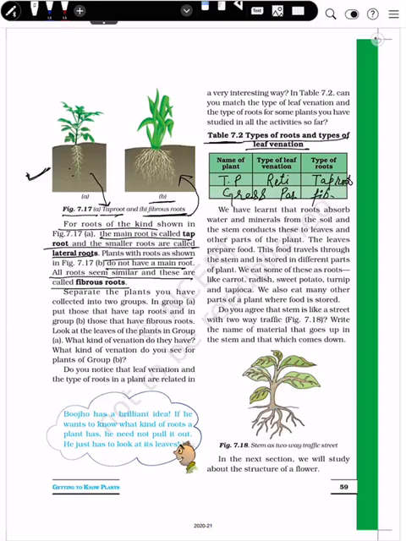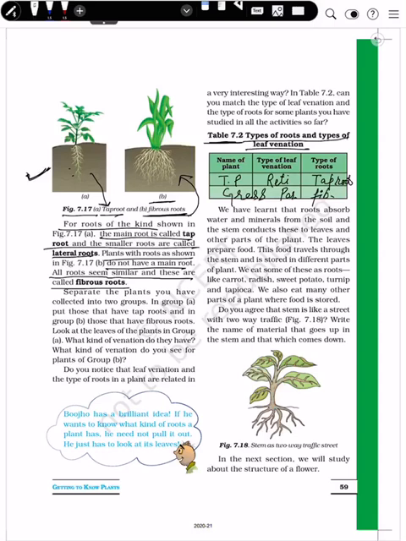So without seeing the roots, only by seeing the leaf venation we can decide whether the plant has a taproot or a fibrous root. So this is about the linkage between the type of venation present in the leaf and the type of roots.